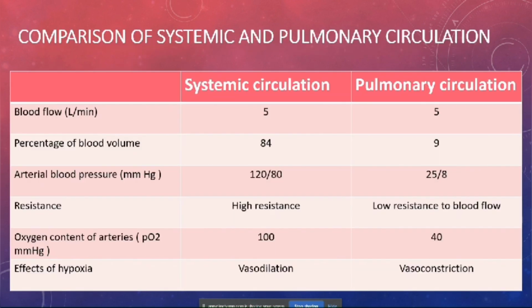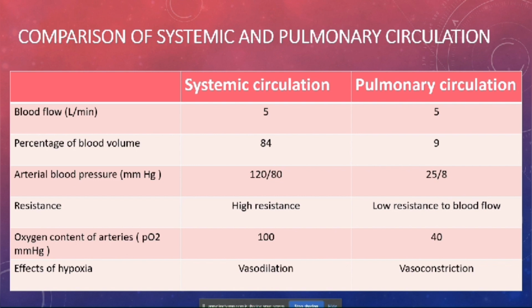Now, we will see the basic differences between the systemic and pulmonary circulation. The blood flow, in liters per minute, is 5 liters per minute in systemic circulation and similarly 5 liters per minute in pulmonary circulation. Percentage of blood volume is 84 in case of systemic circulation and 9 in case of pulmonary circulation. Arterial blood pressure in mm of Hg is 120 by 80 in systemic circulation and 25 by 8 in pulmonary circulation.